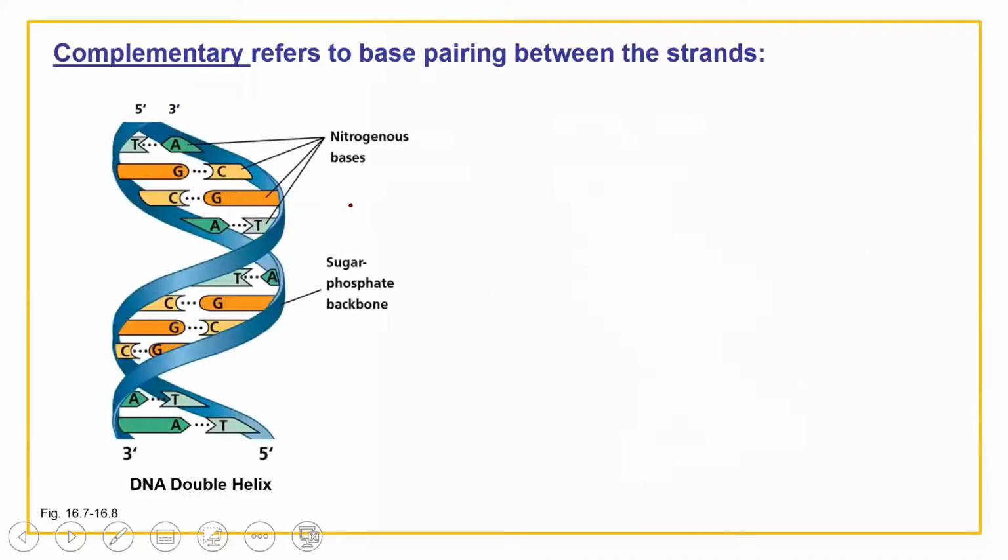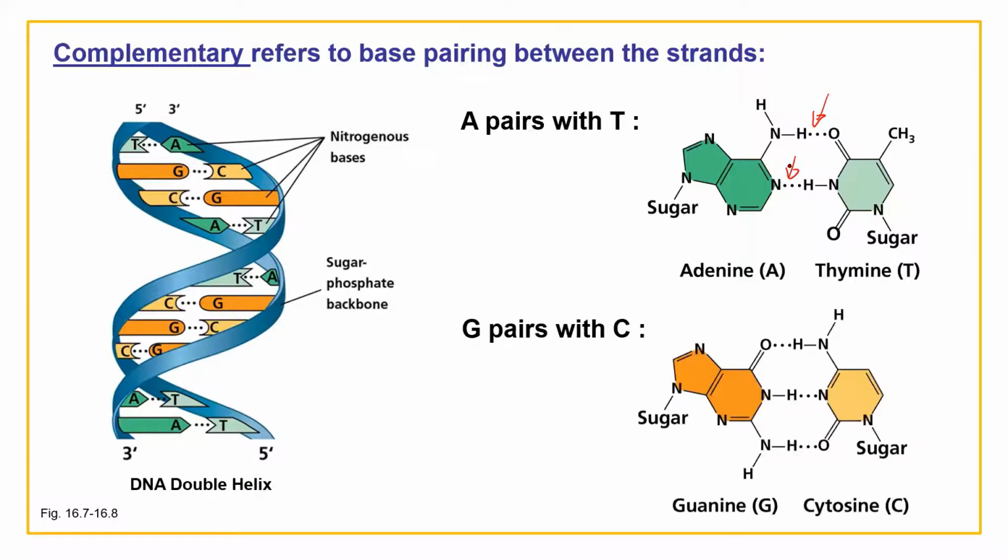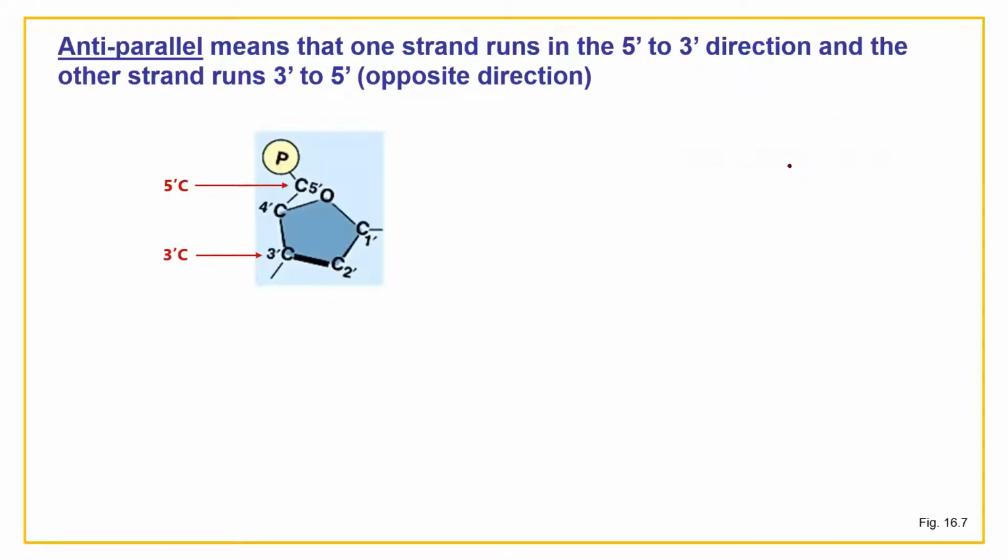Complementary means one thing. It means that we have the matching base pairs, right? So if you remember these rules, A, adenine, pairs with T, thymine, and they have 2 hydrogen bonds. So there's our hydrogen bonds right there, those little dotted dash lines. And G pairs with C. So that's what complementary means. It means one strand is complementary to the other strand. It's not identical, it's complementary. It has that base pair matching going on, right? So what does anti-parallel mean?